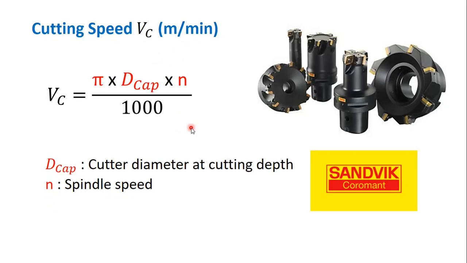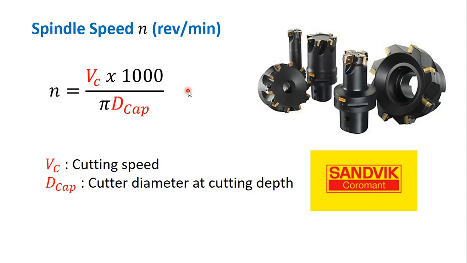Next is cutting speed. So cutting speed is given by pi Dc into n by 1000. Here Dc is nothing but the cutter diameter at the cutting depth, and n is the speed of the spindle. Similarly, if you know the cutting speed, you can calculate the spindle speed using this formula, that is Vc into 1000 divided by pi Dc. This is the same as earlier, just rearranged. This will give the spindle speed in revolutions per minute, that is nothing but rpm.